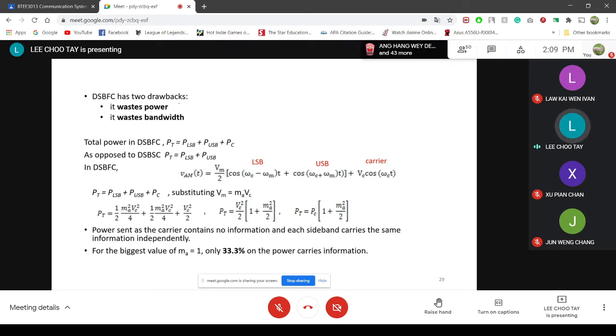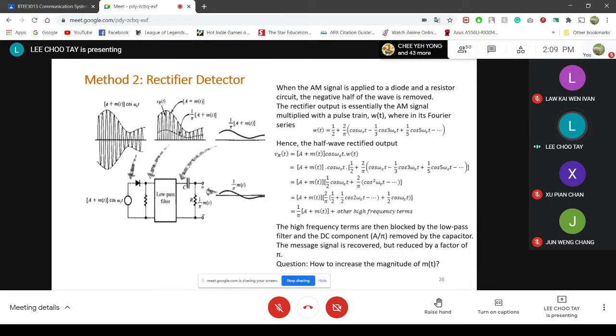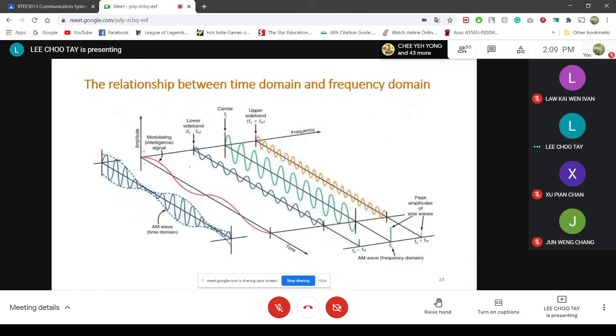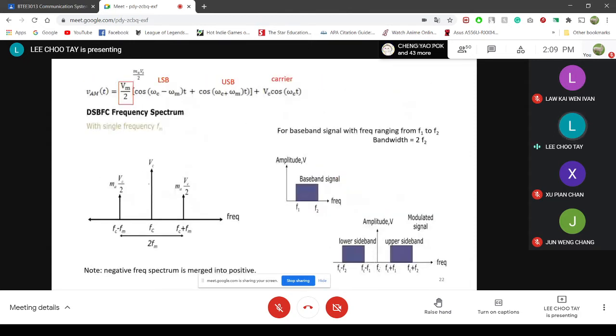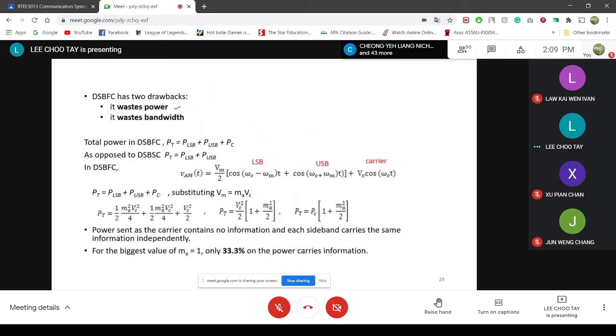It basically has two problems. The first one is it actually wastes power. Why waste power? We have seen previously that a lot of the power is being wasted. We're going to calculate later on, but you can see that a lot of power is actually used to send our carrier signal here. And then another problem is you actually waste bandwidth.